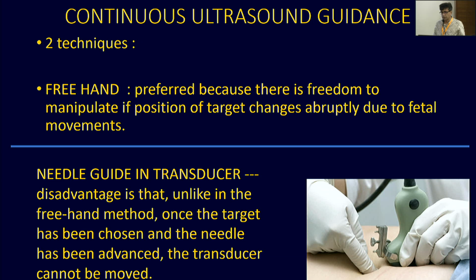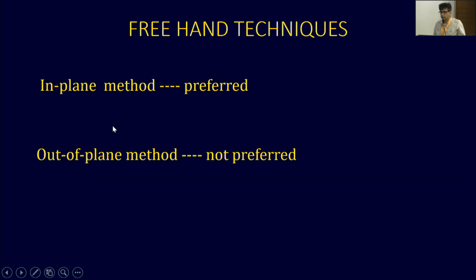So we require continuous ultrasound guidance, and there are two possible techniques. One is a needle guide on a transducer like this. But the disadvantage of such a gadget is that once the target has been chosen and the needle has been advanced, the transducer cannot be moved at all. So the freehand technique is the preferred one, because you have freedom to manipulate if the position of the target changes abruptly due to fetal movements. Now, the freehand techniques are, as Dr. Raju Saitya mentioned, the in-plane method, which is the preferred one, and the out-of-plane method, which is less preferred.